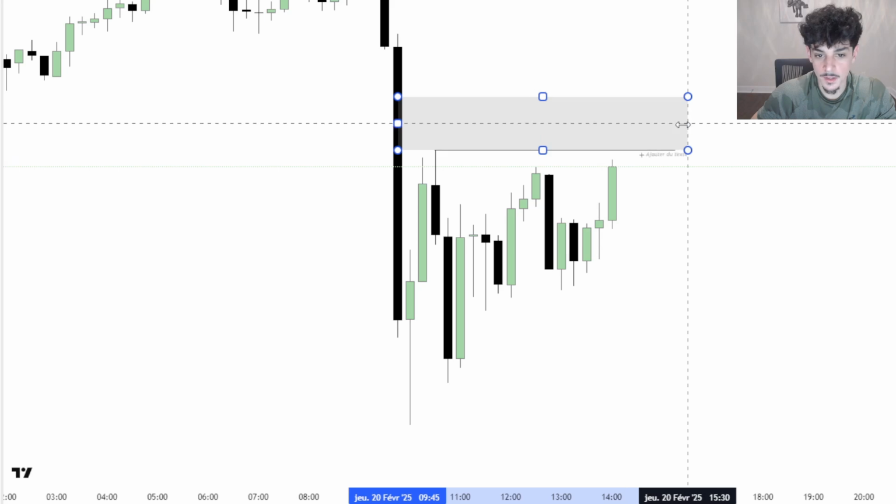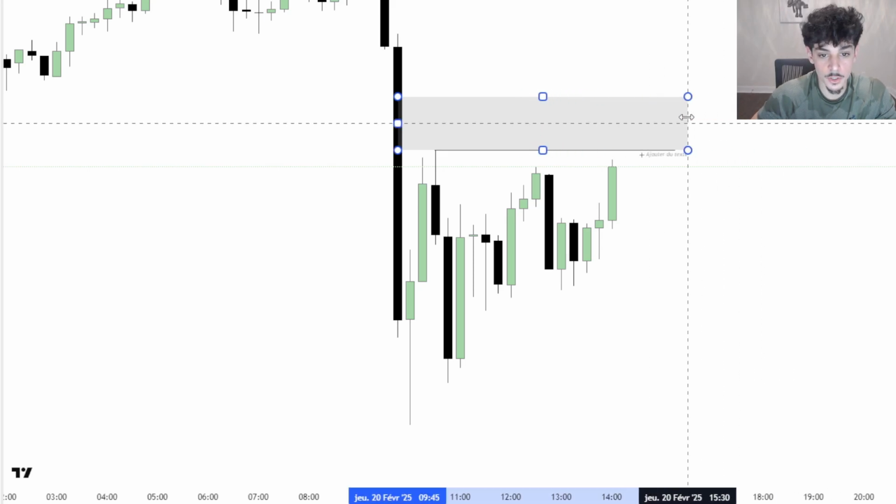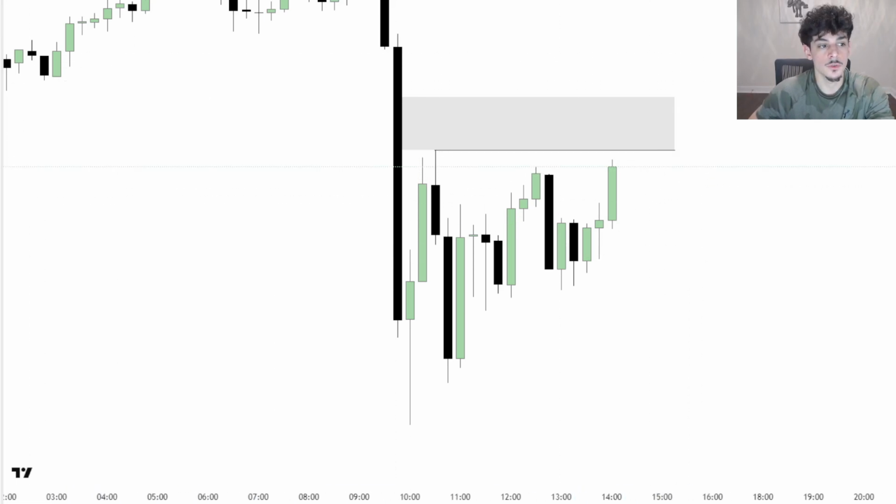So right here, again, what do we expect from this level? We know there's a lot of passive participants that are going to be willing to sell the shares at this level right here, which would create a new low in the market right here. So then what do you want to see?